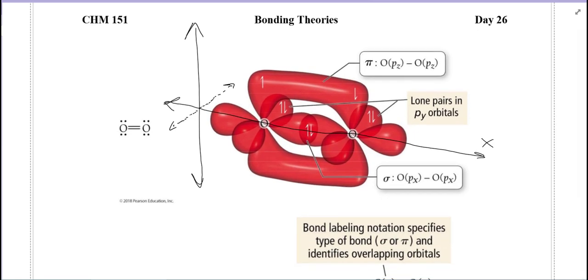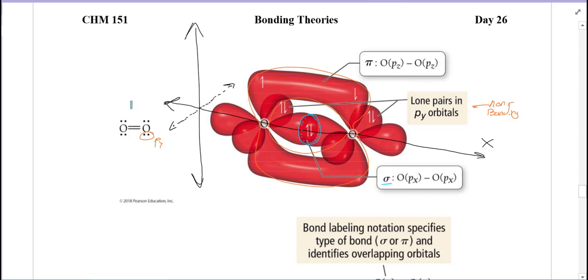So the sigma bond is right here on the internuclear axis, and there's the sigma. That's where the orbitals are overlapping, and you can see you get orbital overlap there. The pi bonds are around the sigma bond, and you've got lone pairs in the py orbitals that are non-bonding. They're not bonding. So you have a lone pair, in this case a py.